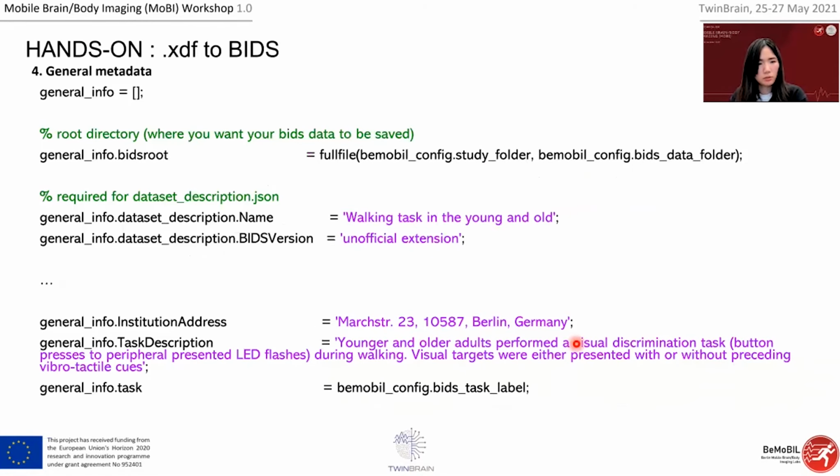And then comes the general metadata. So this is pretty straightforward. The names of the fields are pretty intuitive. So it's just the description of the dataset and which BIDS version you are using. It's an unofficial extension because motion is not officially part of BIDS. It's still being extended. And then other things, I omitted this because it's pretty obvious from the example what kind of things you have to enter there. So please simply execute this block of code until the line where it says general info task is BIDS config BIDS task label.